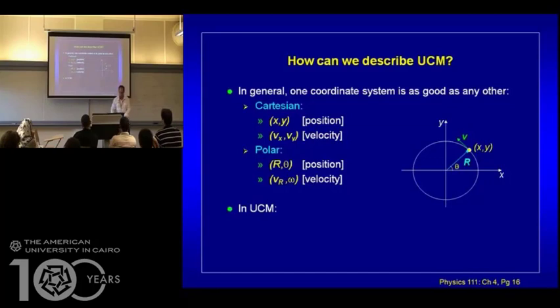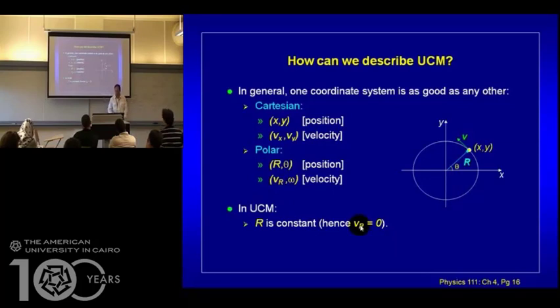How about omega? It keeps the angle changing. In a uniform circular motion, if you have an object that moves in a circle, does that angle theta change? Yes. So in uniform circular motion, Vr has to be 0 because the radius does not change. Otherwise, it won't be a circle. And the angle theta keeps changing.